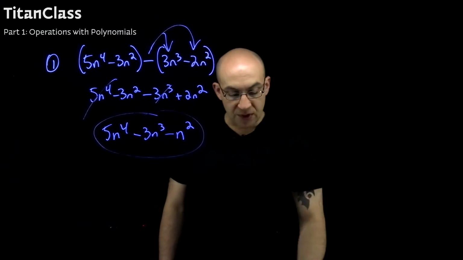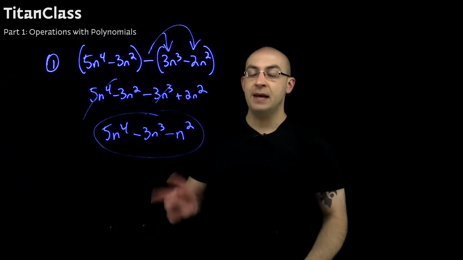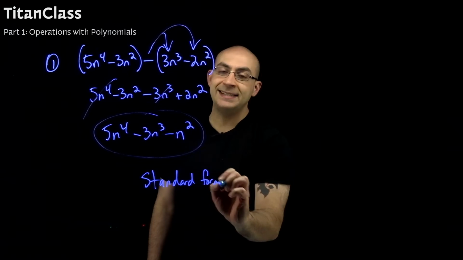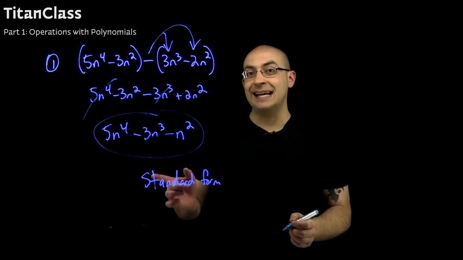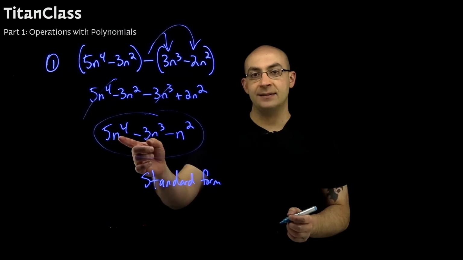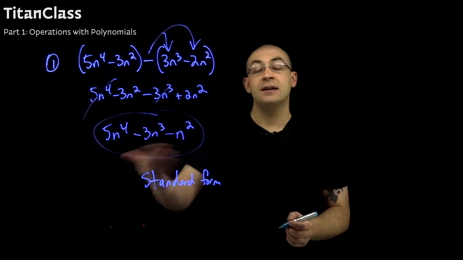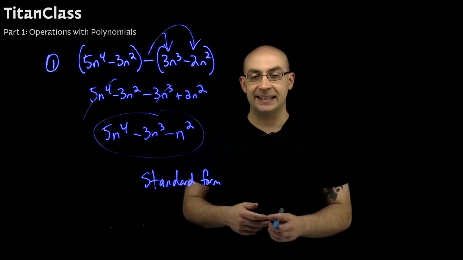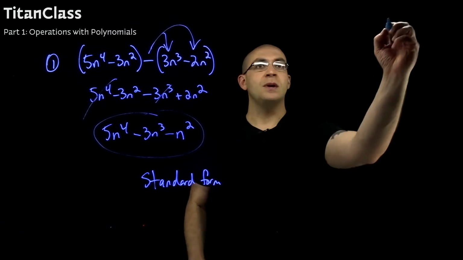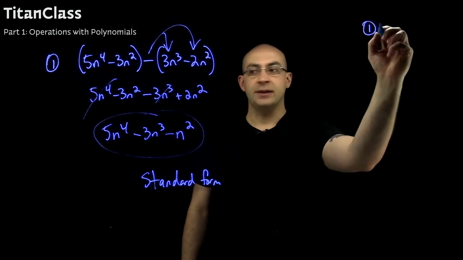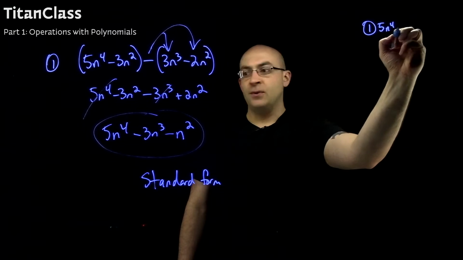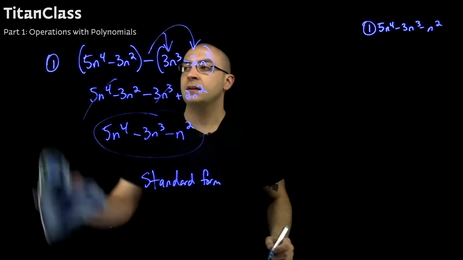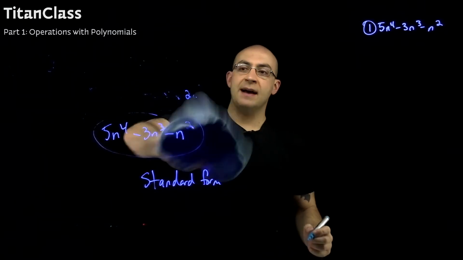Now also, something to be careful of when we have polynomials. Make sure that it's in standard form. And standard form is descending exponent order. So it has to be from the highest exponent down to the lowest. This is definitely in that 4, 3, 2. So standard form, descending exponent order. This is correct. So number 1, 5n to the 4th minus 3n to the 3rd minus n squared.